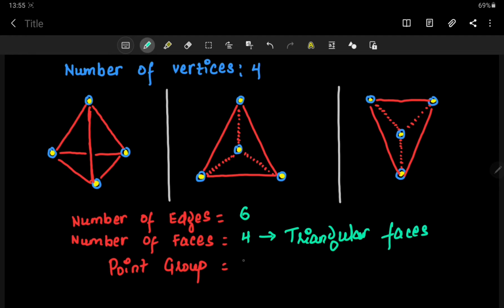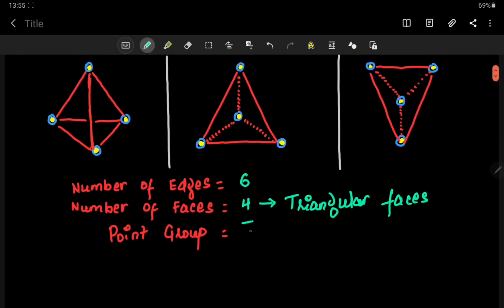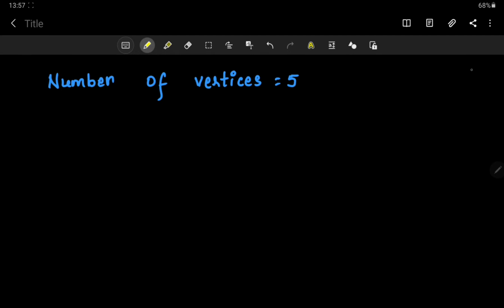Coming to the symmetry point group, the polyhedra belong to TD point group with order of the point group being 24 symmetry elements. A separate video has been made where I have shown all these 24 symmetry elements. The next polyhedra that I'll be choosing is with vertices 5.